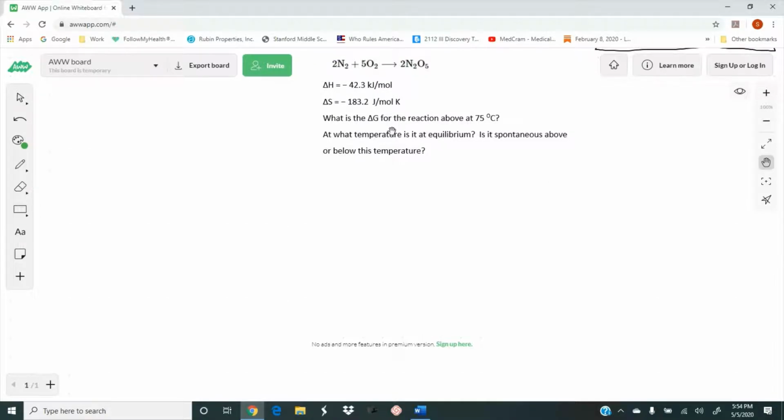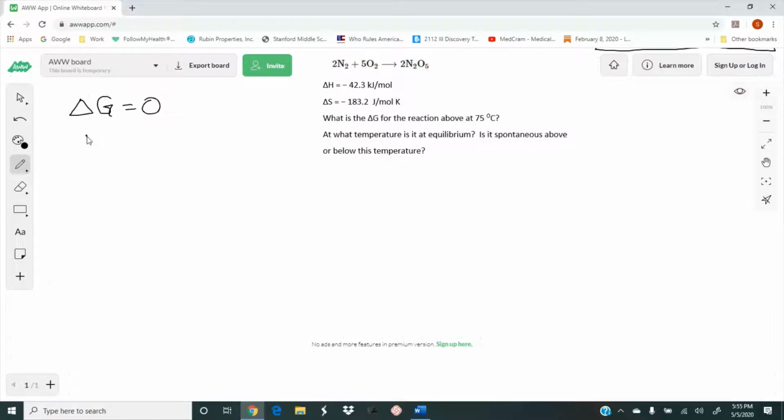All right, the second part of the question says, at what temperature is the reaction at equilibrium? How do we know what is equilibrium? We've barely learned about equilibrium. Equilibrium is when delta G is equal to 0. So what we're going to do is plug in 0 in our equation.